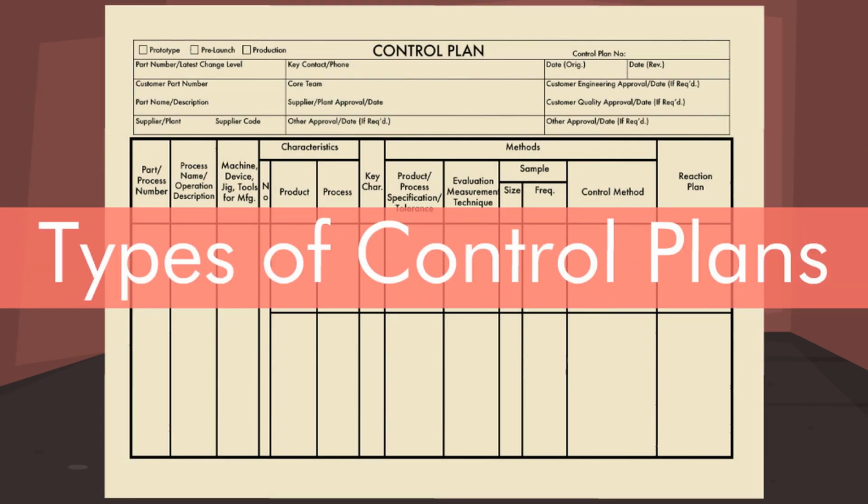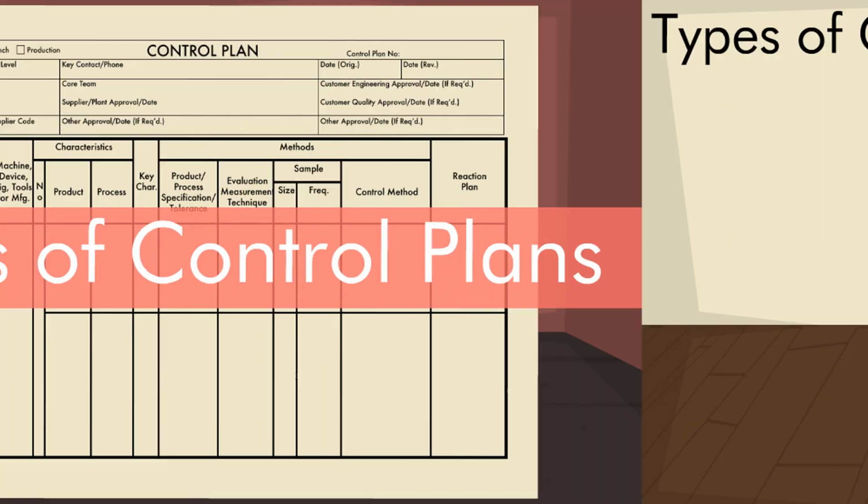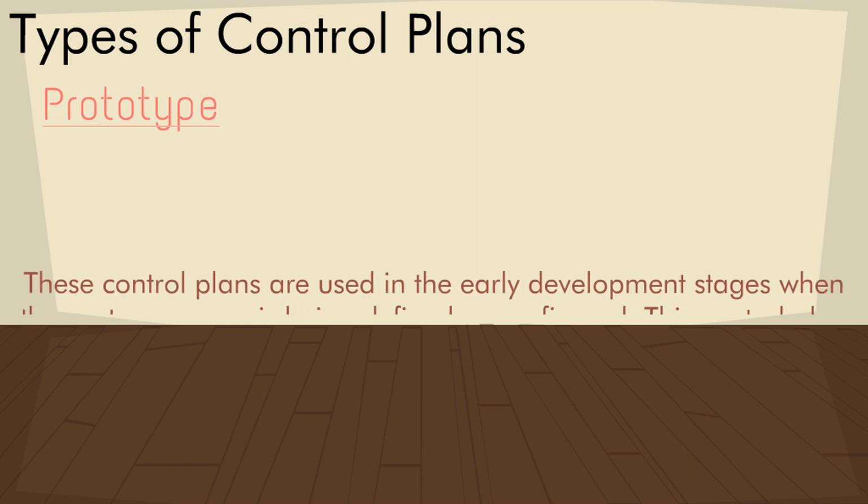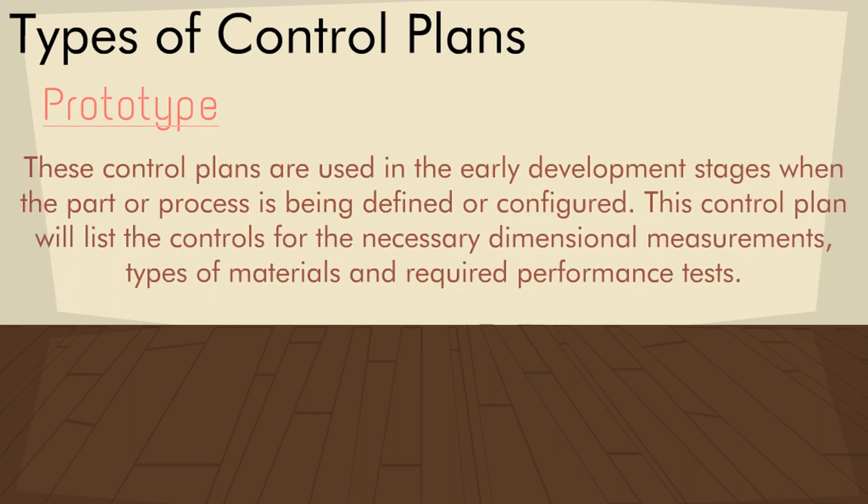Types of control plans. Prototype. These control plans are used in the early development stages when the part or process is being defined or configured. This control plan will list the controls for the necessary dimensional measurements, types of materials, and required performance tests.